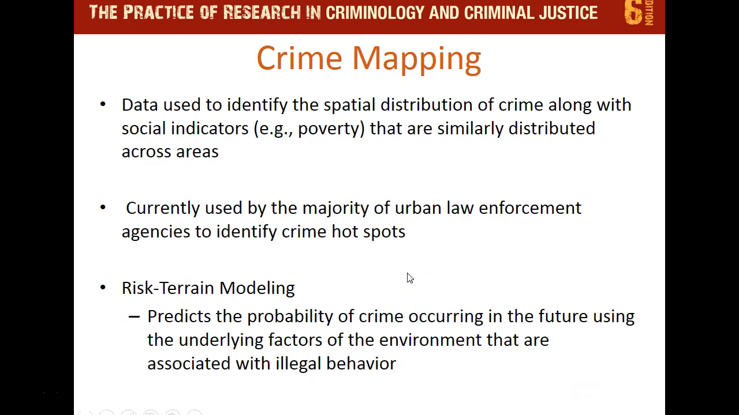Crime mapping. This is also included within our discussion this week. Be aware of this because you will see this again. It's data that's used to identify the spatial distribution of crime along with social indicators that are similarly distributed across areas. And you see there's all types of formatting that you can use for crime mapping.